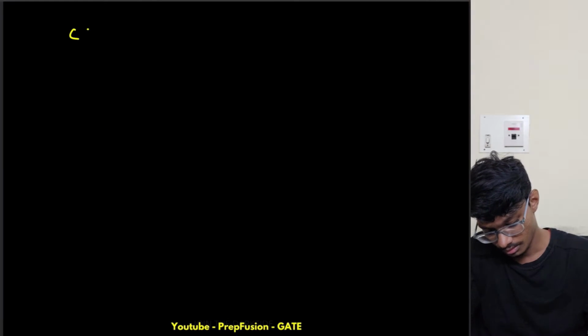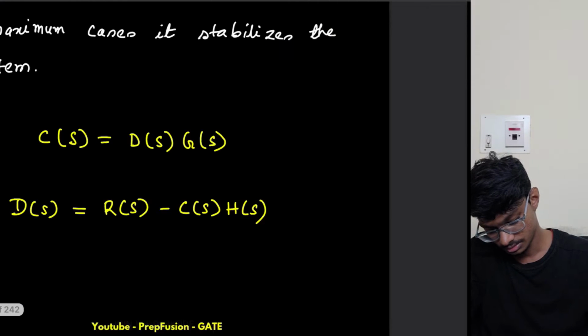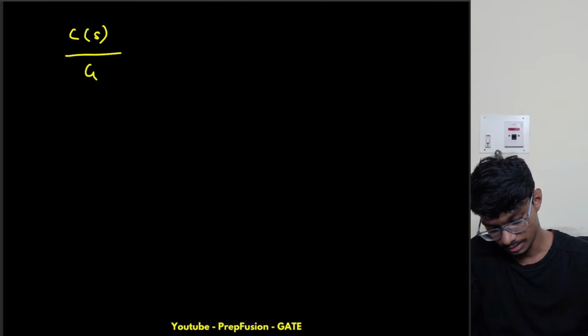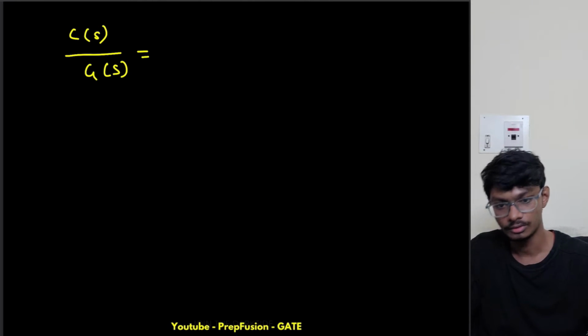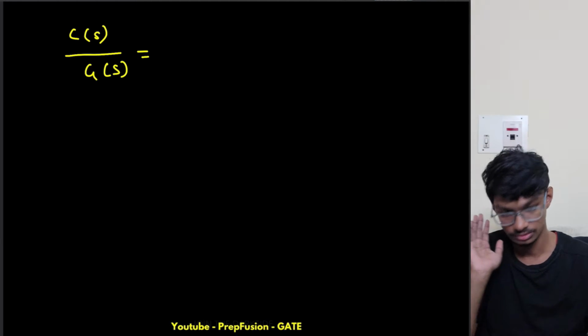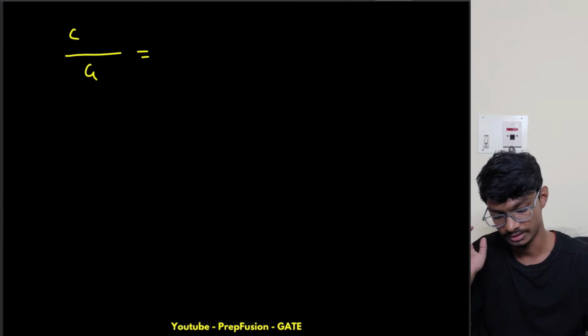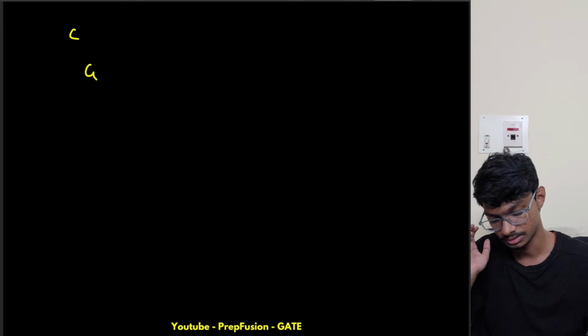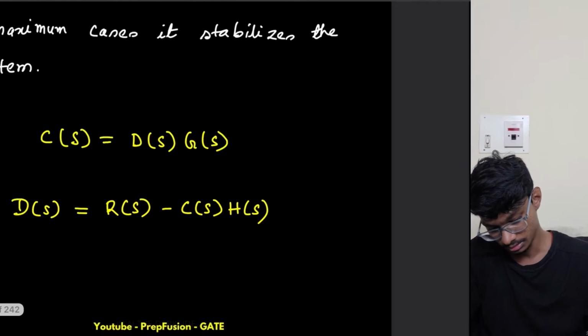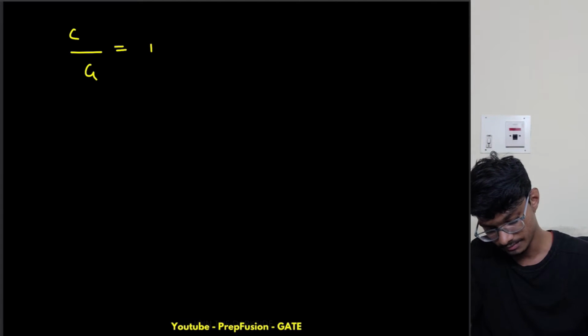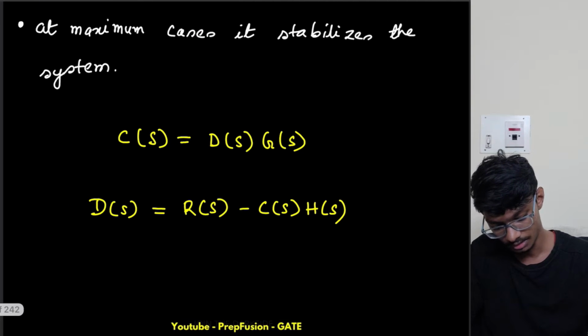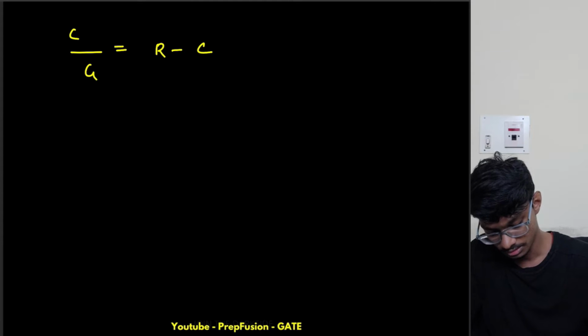So C of S by G of S. Okay, I will just skip writing S right now. I hope you are understanding, because it will be a very heavy task. I will just write simple C by G. Okay, C by G equals this D. And what is D? D is R minus C into H.